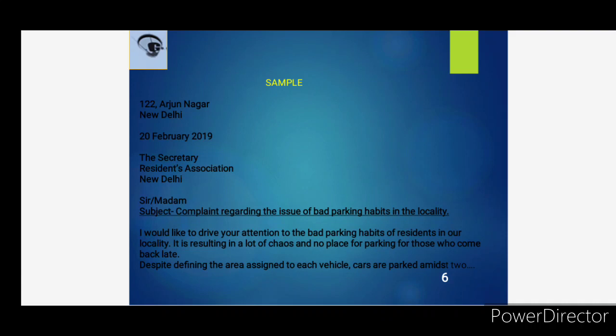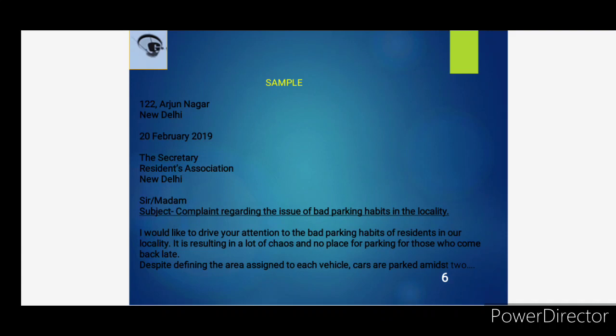So how do we begin this letter? You can all see we begin with an introduction, which is: I would like to draw your attention to the bad parking habits of residents in our locality. It is resulting in a lot of chaos and no place for parking for those who come back late. Then, after this, switch to the second paragraph.